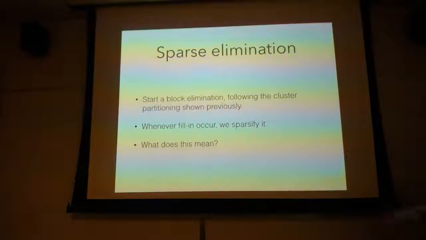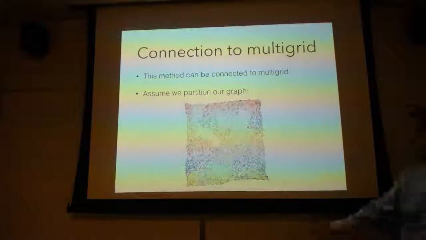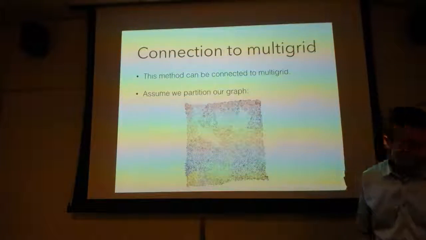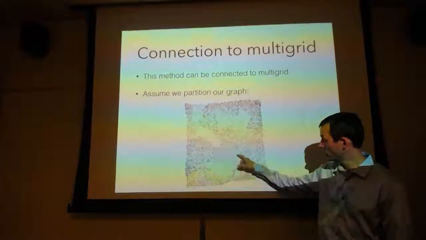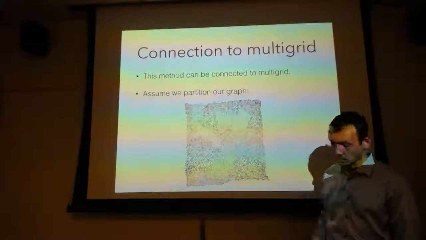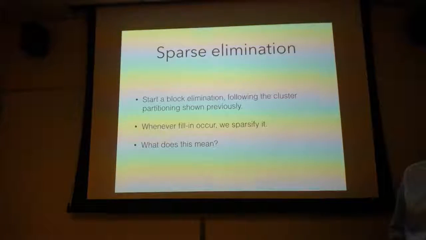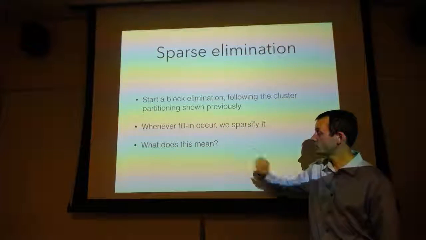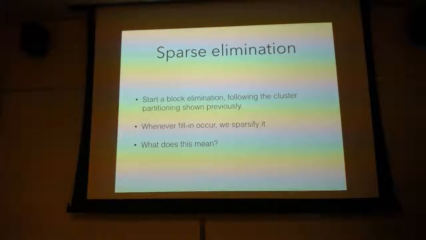So let's say that you do a block elimination. So you eliminate one of these guys, that guy. Then all the nodes on the boundary here are going to be all connected. So you're going to have this fill-in occur, and so you want to sparsify it. And so what exactly does this mean?